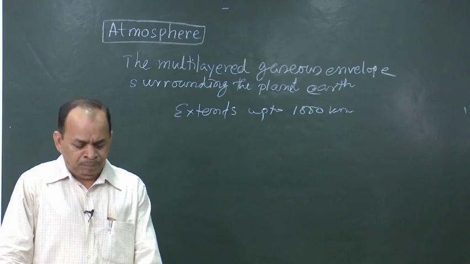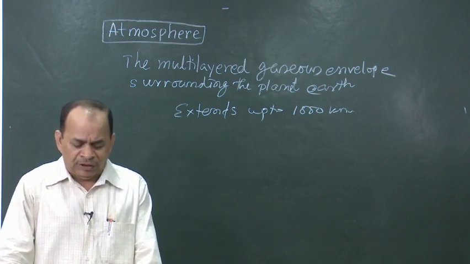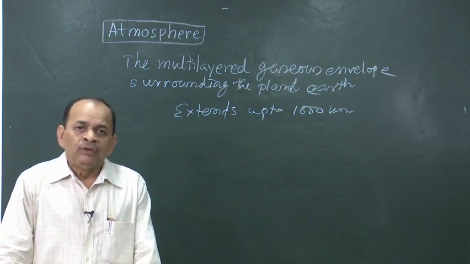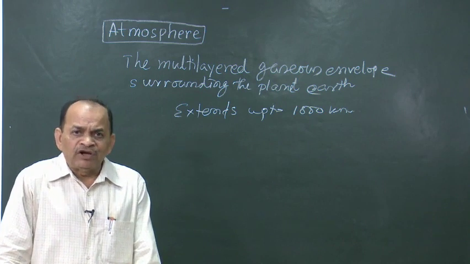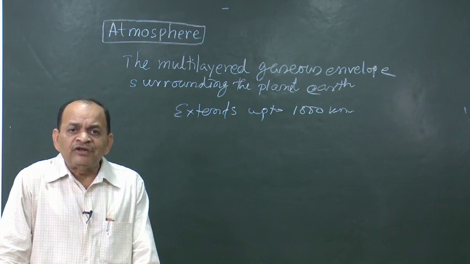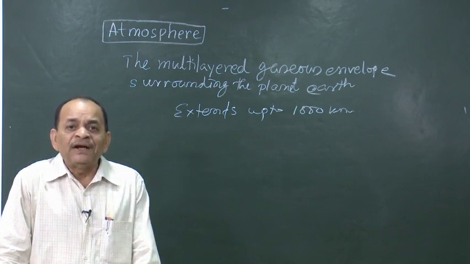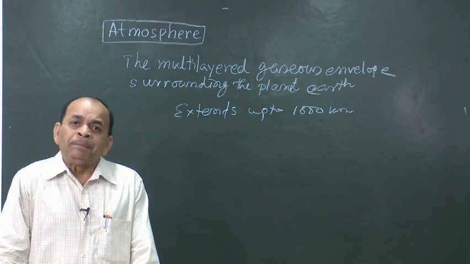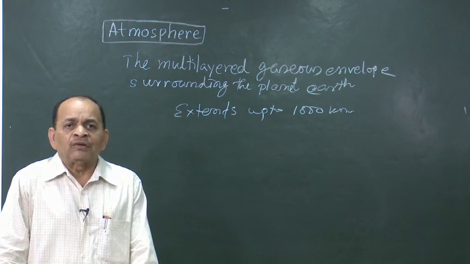Number one, it filters the radiant energy from the sun. Whatever light energy or radiant energy comes from the sun, not all radiations reach the surface of the earth, for example UV radiation. So, it filters the radiations coming from the sun.